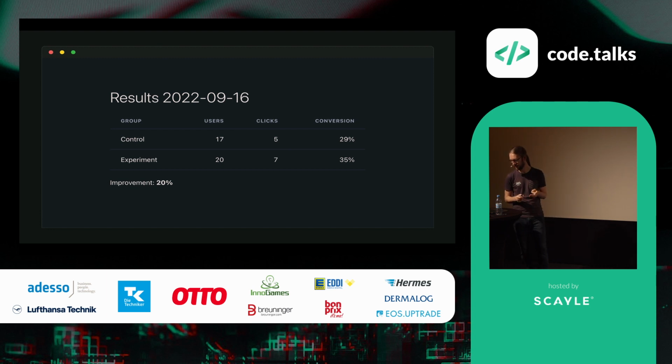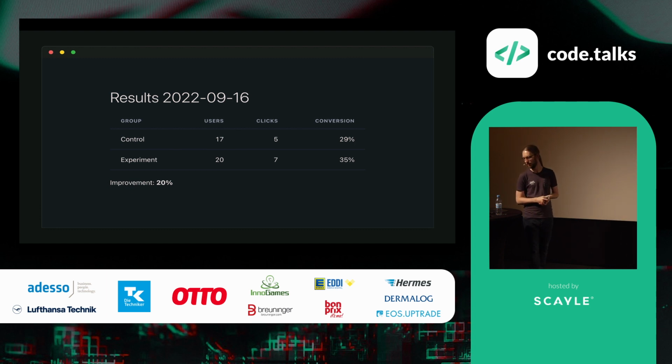They look a bit like this. Oh, very nice. So we had a total of 37 participants. Thank you very much. 17 of which were put into the control group, and 20 ended up in the experiment group. We're going to assume that's half-half, right? With bigger numbers, this will even out. And in the control group, 5 of the 17 people actually clicked on the reach out button, which equals a conversion of 29%. In the experiment group, 7 people clicked, which is 35%, and that's an improvement of 20%.